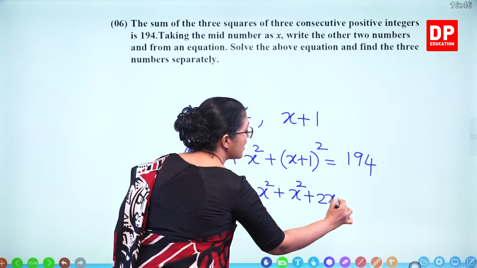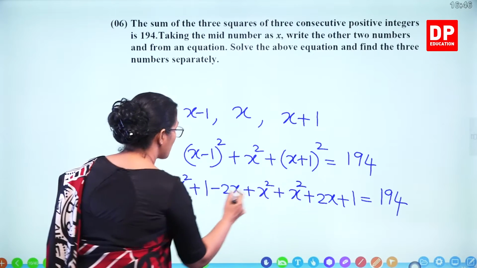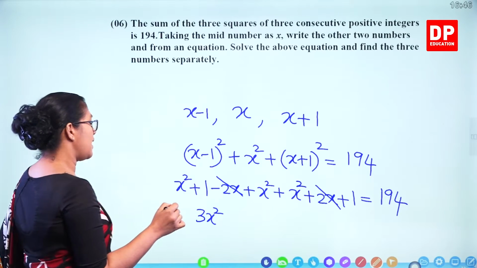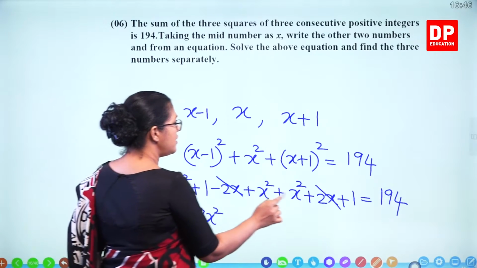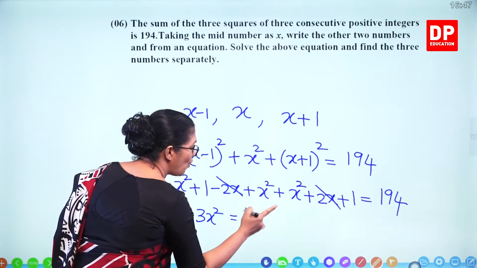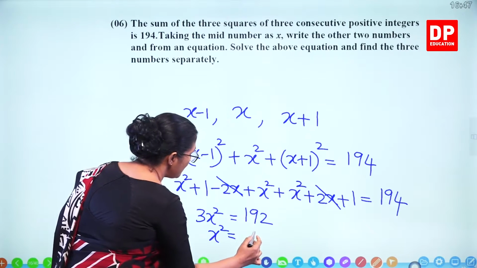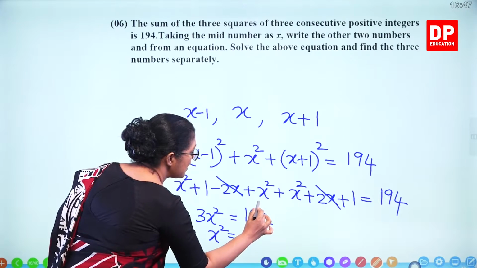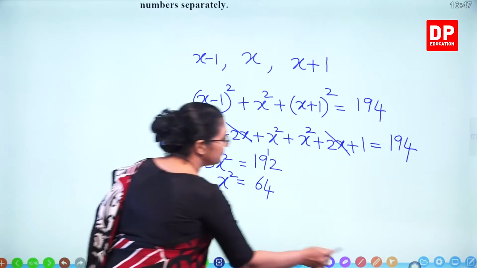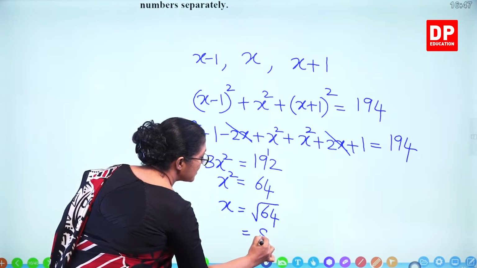Double of this is 2x plus 1, 194. x squared and x squared all together 3x squared. Minus 2x and plus 2x get cancelled out. And here 1, 2. When you take it to the other side, subtract 2 from 194, that's 192. Now divide by 3. 3 times 64, 3 times 6 is 18, and for 12, 3 times 4. Square root of 64. So x becomes square root of 64, that's 8.